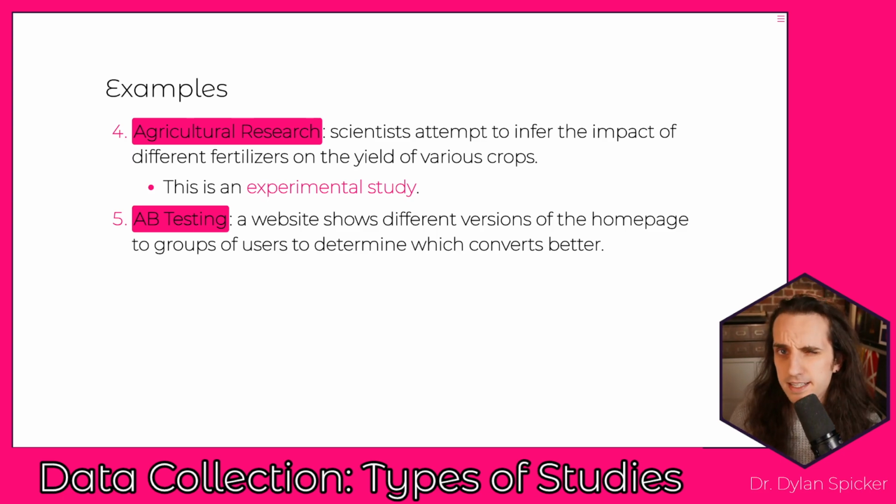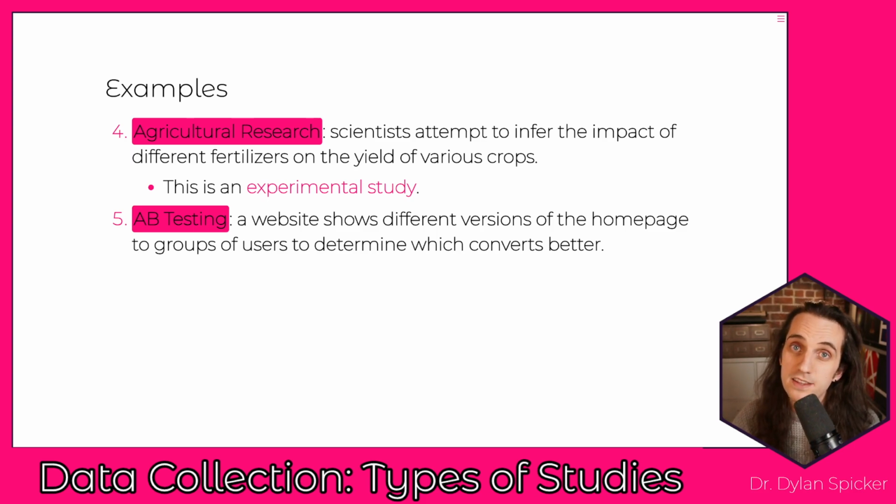A/B testing. A/B testing is really common right now, and so typically we're thinking about this as on websites or on mobile apps, right? But so a website is going to show different versions of the homepage to different groups of users to determine which one is going to convert better, which one gets users more engaged, which one gets them to purchase the item, whatever else your outcome might be here. And so in this case, right, the experimenter is actually going to be the person controlling the website, programming the A/B test on the website.